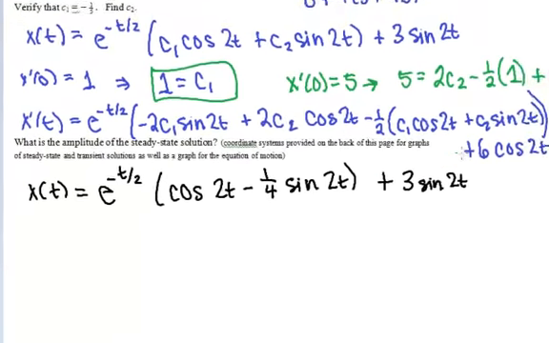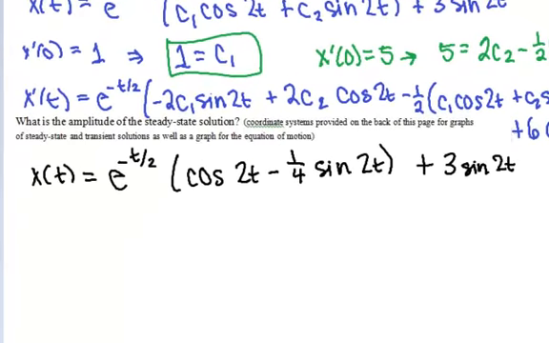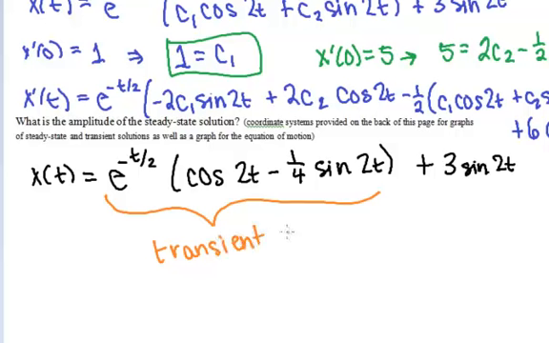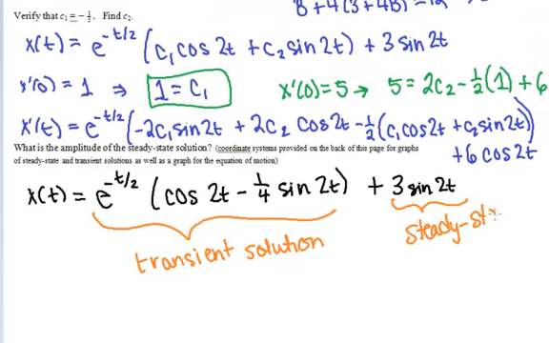And it says, what is the amplitude of the steady state solution? Well, this right here, that's the transient solution. Because as t gets large, the e to the negative t over 2 gets really small. So this whole thing goes to 0 in the long run. And so then we're just left with this. This is the steady state solution. And the amplitude then is just the coefficient of sine. So the amplitude is 3.